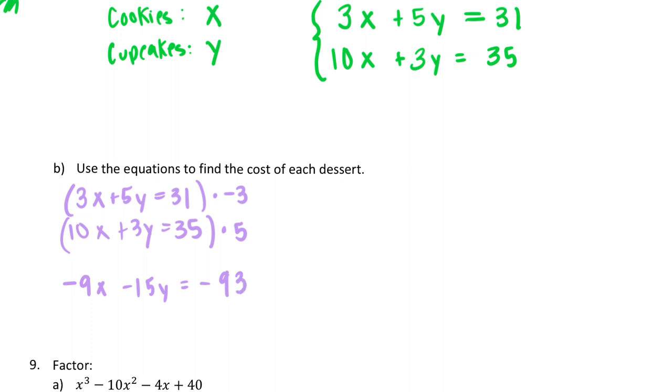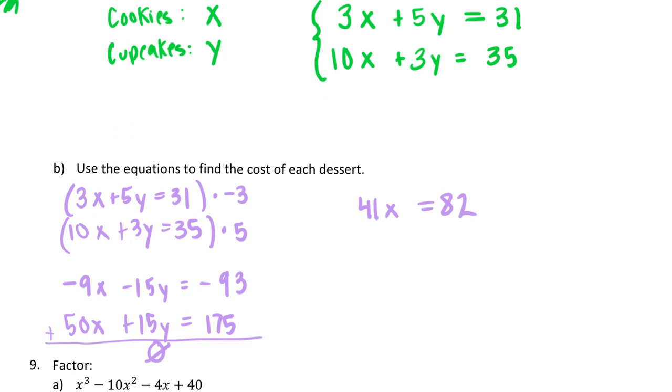And if we take the 5, we've got 50x plus 15y equals 35 times 5, which is 175. All right, so from there, we're going to add the two equations together. -9 plus 50 is 41x. The y's go away, and that equals 82. So then we need to solve for x. We're just going to divide both sides by 41, and we get x equals 2.